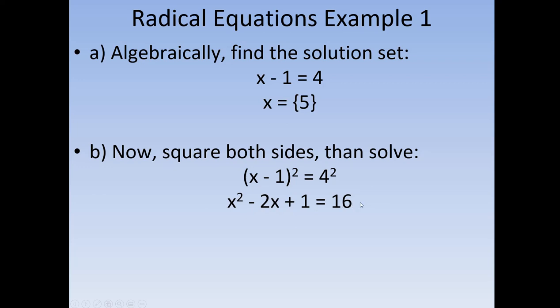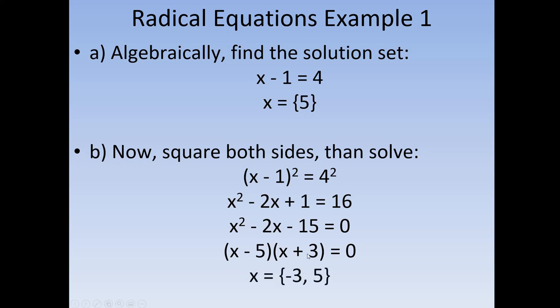Well, in order to solve quadratics, I have to move the 16 over. And then what I can do is factor this, and I get x minus 5, x plus 3. When I solve this, set both of those factors equal to 0, I get my two solutions, negative 3 and 5. So in this case, I'm still doing the correct math. I'm still doing proper math, but now I have a second solution.